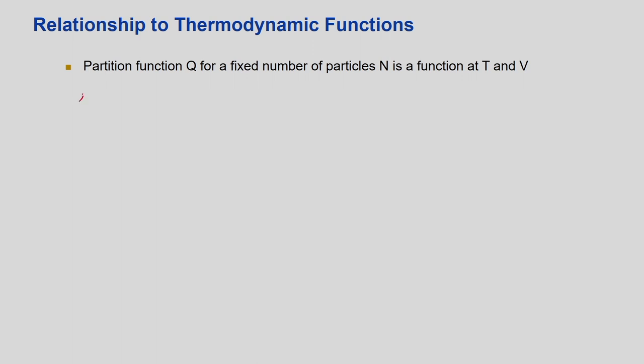If you do that, you will get kT² d ln Q equal to kT² ∂ln Q/∂T at constant V and N, plus kT² ∂ln Q/∂V, keeping N and T constant. I've just multiplied kT² on both sides of the previous expression.